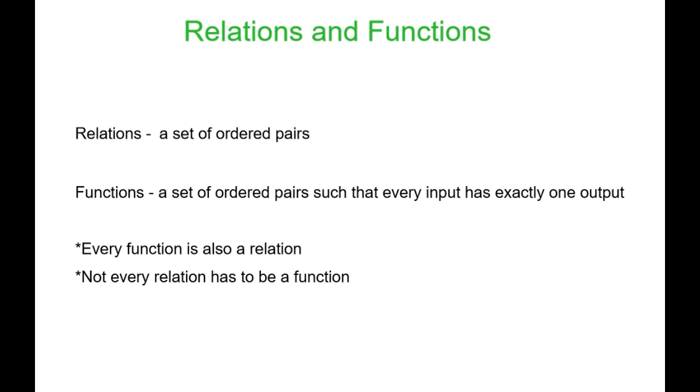A function is a set of ordered pairs such that every input has exactly one output. So a function is a type of relation with that condition in place. Every input has exactly one output. So some key ideas: every function is also going to be a relation, but not every relation has to be a function.